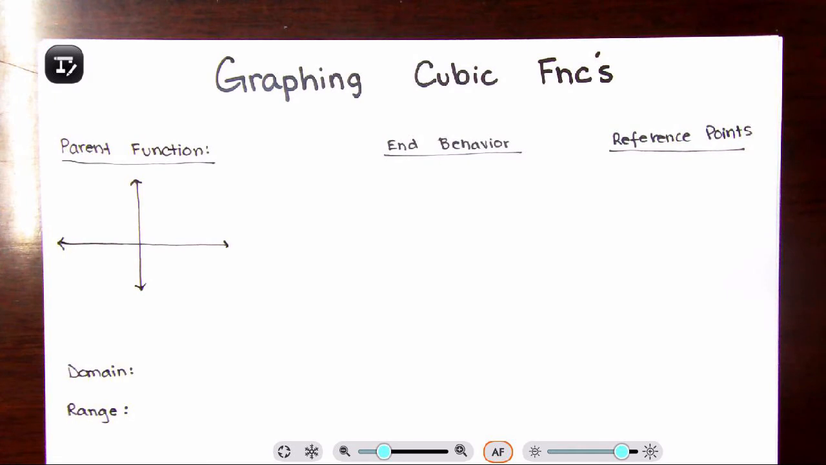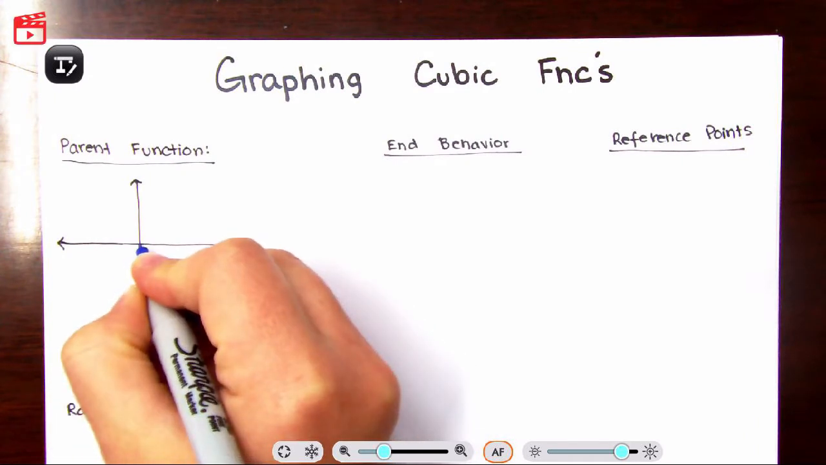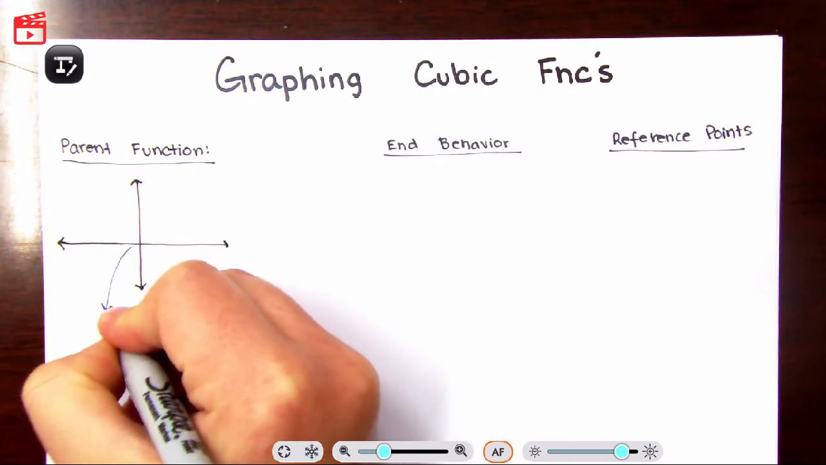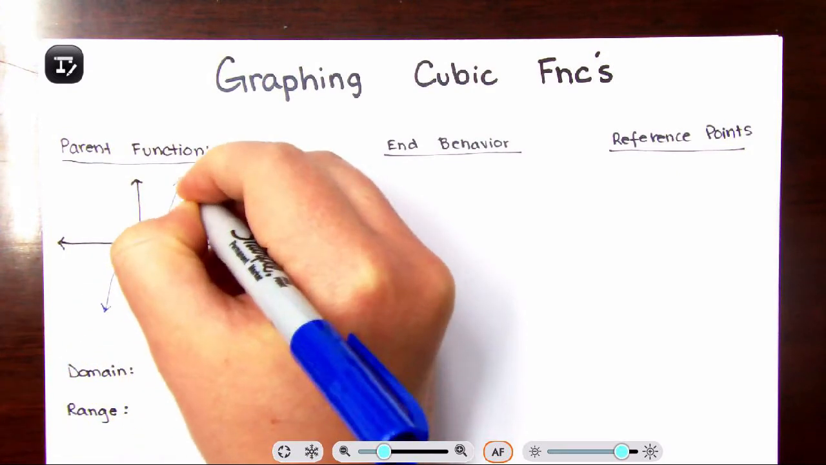Let's get started with the parent function. Now, cubic functions are odd functions, and they all look a particular way. So for a cubic function, all of your graphs are going to look like this. We're going to go down this way, we're going to curve up and go up.